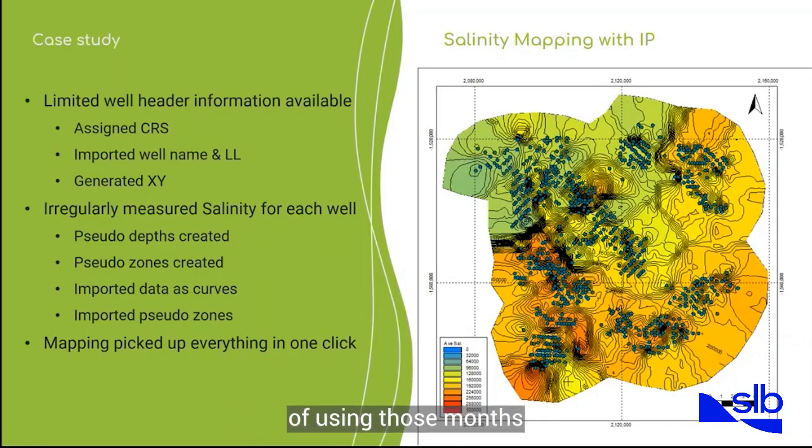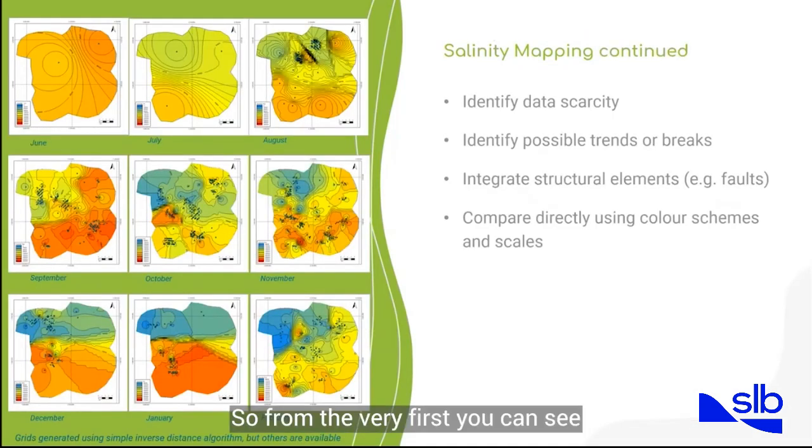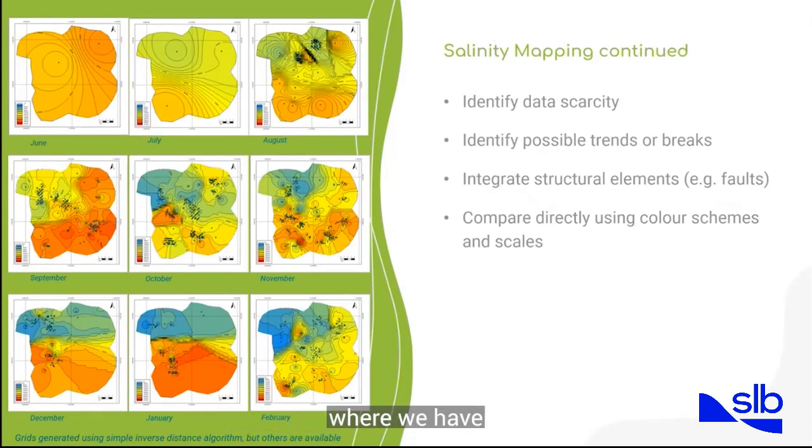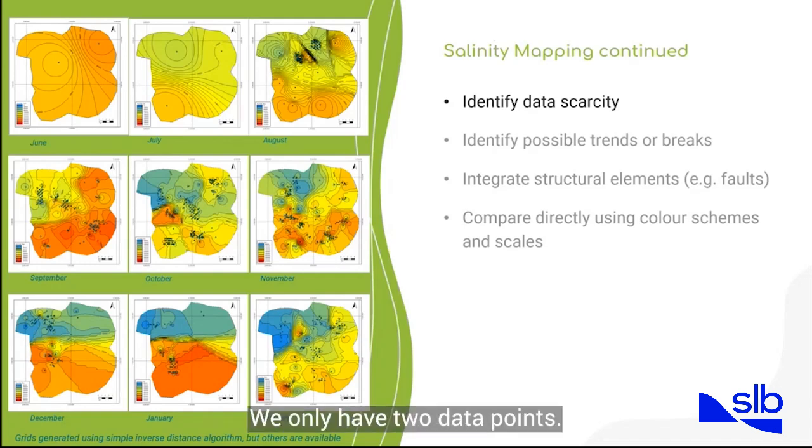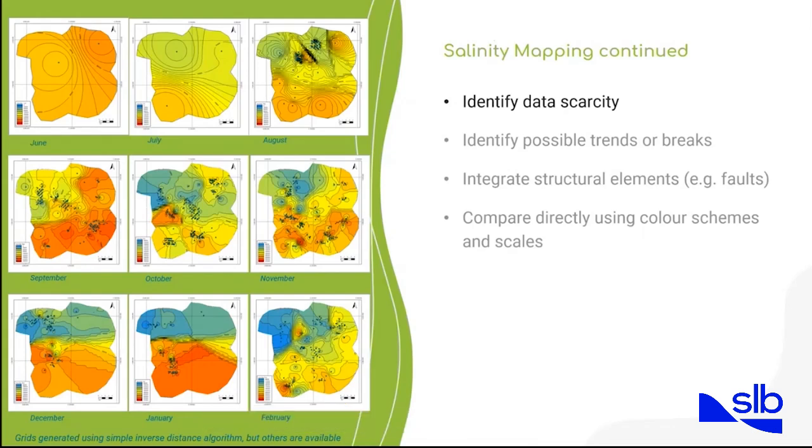Then we have the idea of using those months to generate multiple maps. So from the very first, you can see where we have very few data points, right? Up in that June map, we only have 2 data points. So bullseyes, not a shock there. Over in July, we've only got 3 data points. So again, not a shock. When we get into August, we're getting a lot more clusters of data. So the measurement system of these wells has kind of come online a bit more. We're collecting them a bit further out.